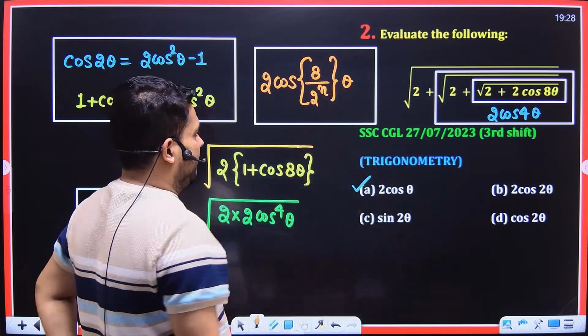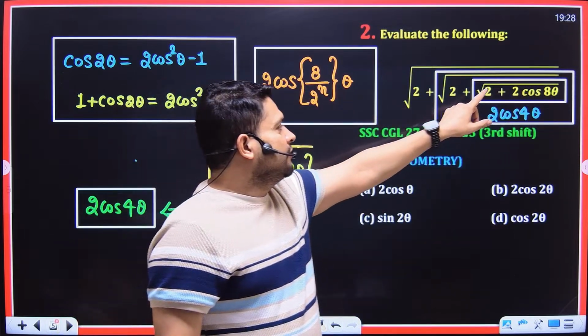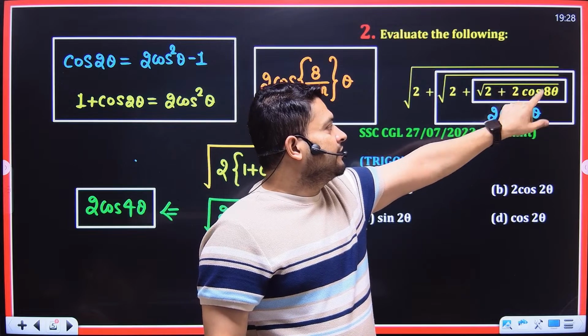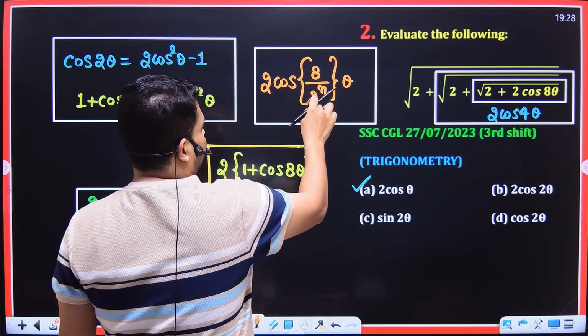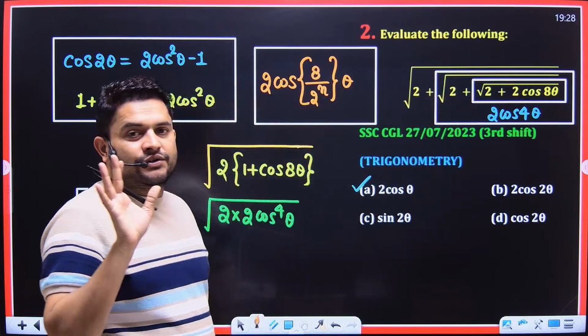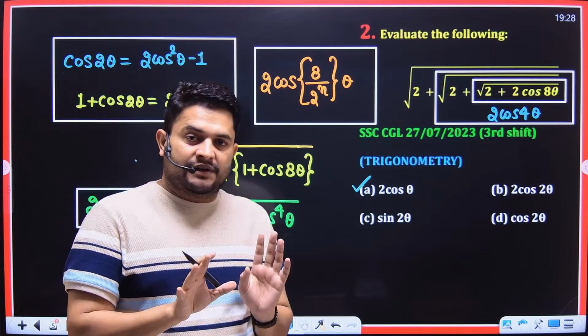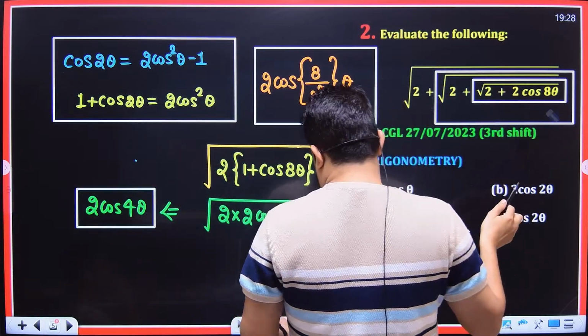If this one is 2 cos 32 theta, then what will be the answer? You will divide 32 upon 2 to the power n. Here n is 3, so 2 to the power 3 is 8, and your answer will be 2 cos 4 theta. So in your examination you have to save time if the examiner asks a question on this pattern.